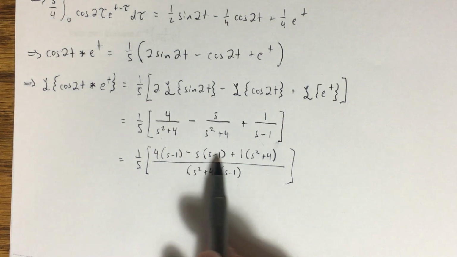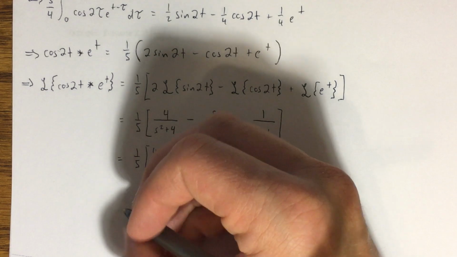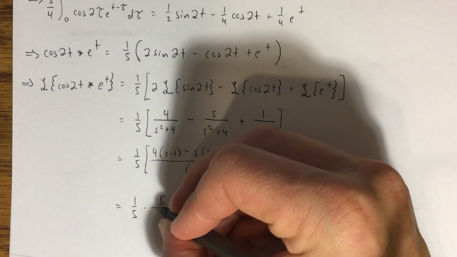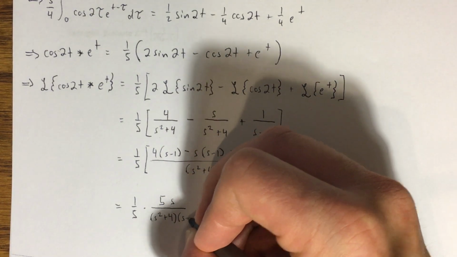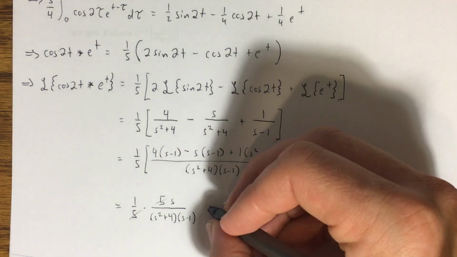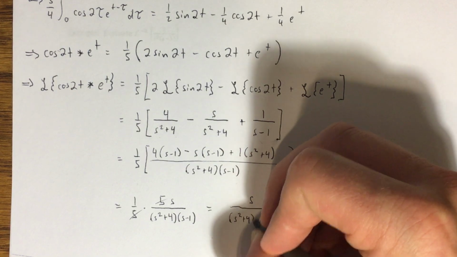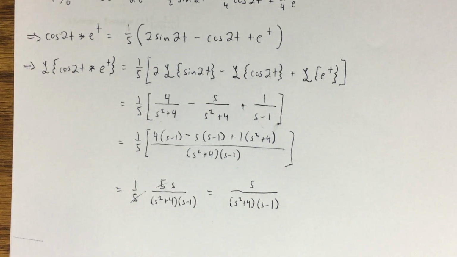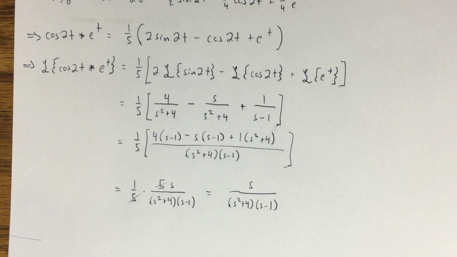From here, distribute things through the denominator or the numerator. You're going to notice that a lot of things cancel out, and I'm left with this 1/5 times 5s over s squared plus 4 times s minus 1. Finally, I can cancel these 5's out, and I get a final answer of s over s squared plus 4 times s minus 1. So about 10 minutes later, we have an answer, okay? And that was the Laplace transform of a convolution of those two functions. All just to get this.